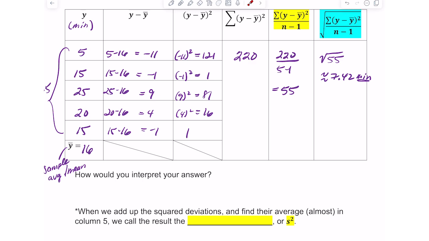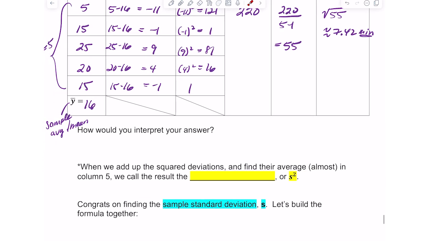So what does this actually mean, the 7.42 minutes? Well, my average was 16 minutes. That means that's the typical commute time for students to get to downtown campus. What does the 7.42 minutes mean? It basically means that your commute time will differ from the mean by an average of 7.42 minutes. So some values will be 7.42 minutes lower than the average, and some will be about 7.42 minutes higher than the average.